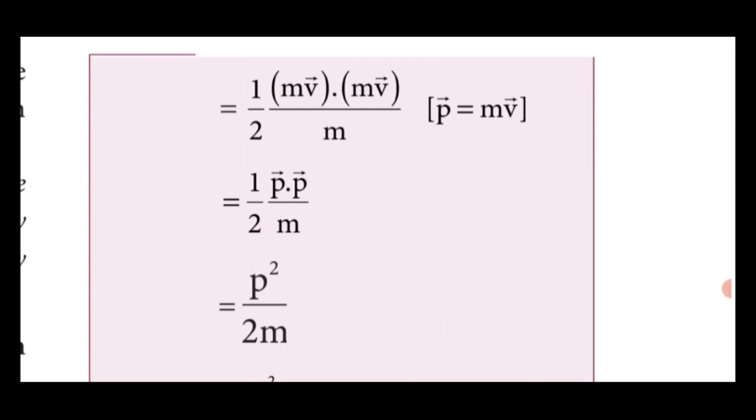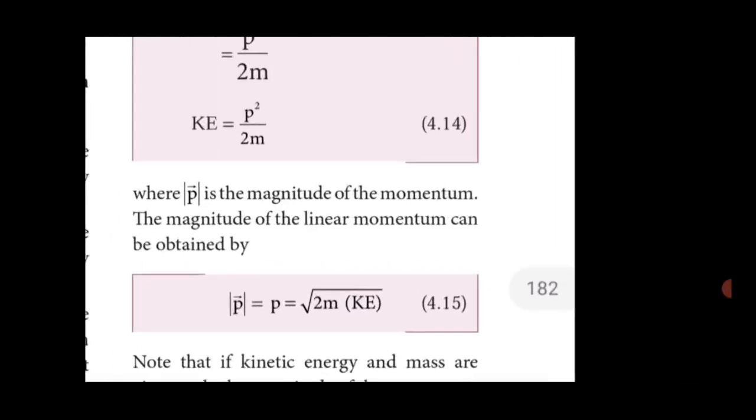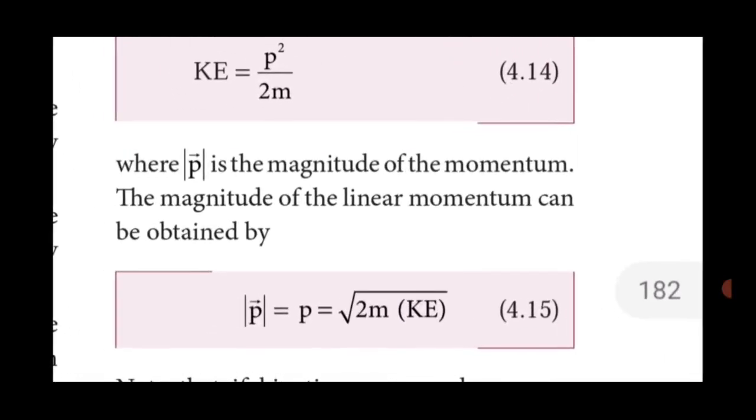So we know what mv is. That is the momentum, p = mv. So instead of writing mv, we are going to write p. So 1/2 p vector dot p vector by m is nothing but p² by 2m. So KE is nothing but p² by 2m. This modulus of the p vector is the magnitude of the momentum. This is the momentum's magnitude.